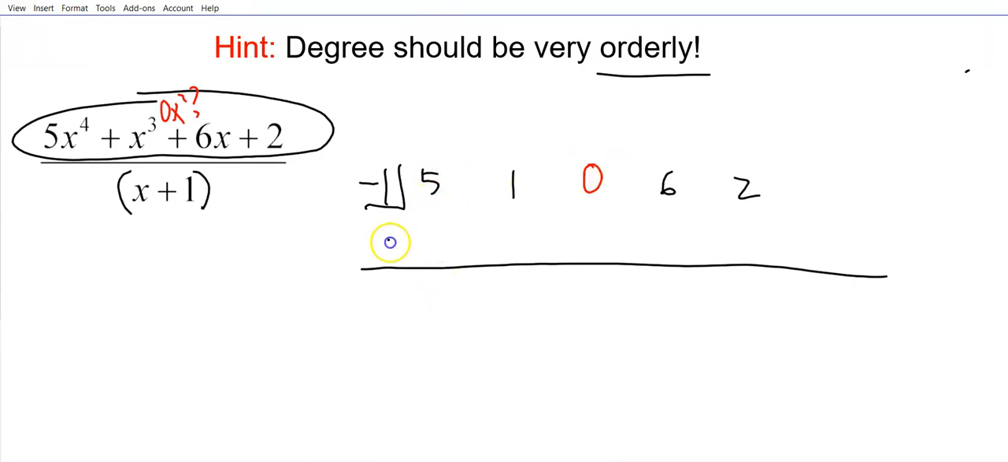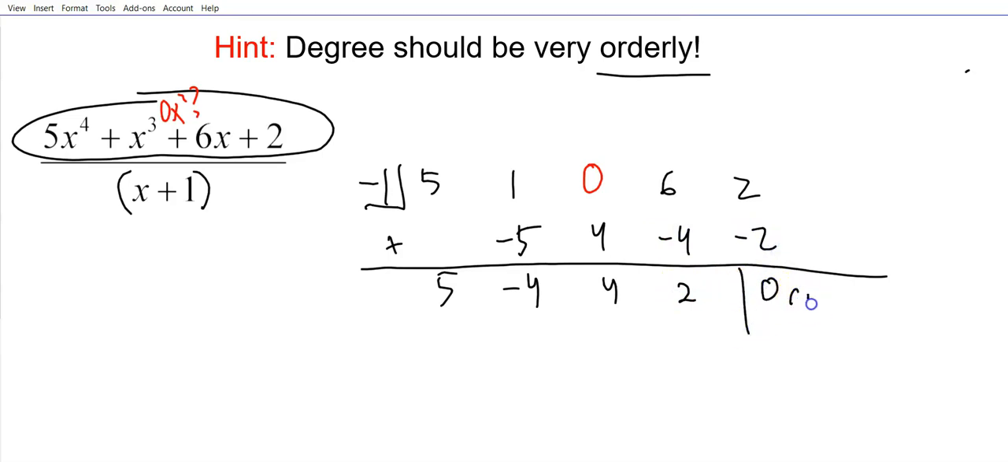So you add it up vertically. We're adding vertically. 5 plus nothing is 5. -1 times 5 is -5. 1 and -5 is -4. That's a +4. Add it up. 4, that's -4. I get +2. I get -2. I get 0. Remainder. Which means I found a factor.